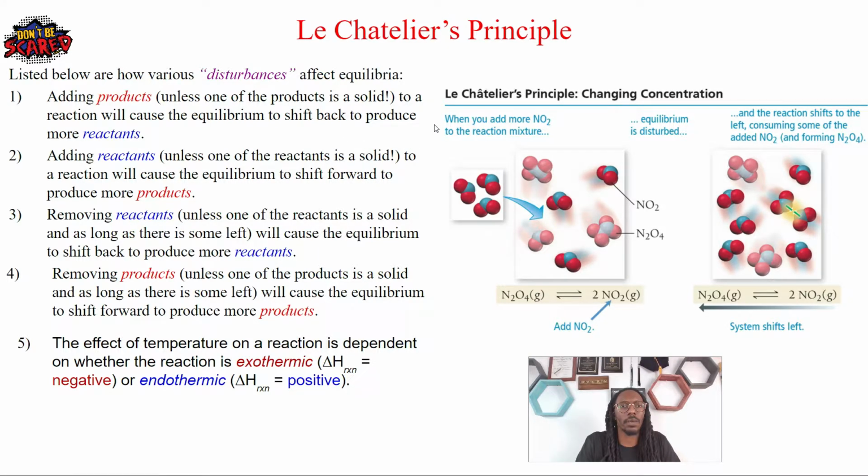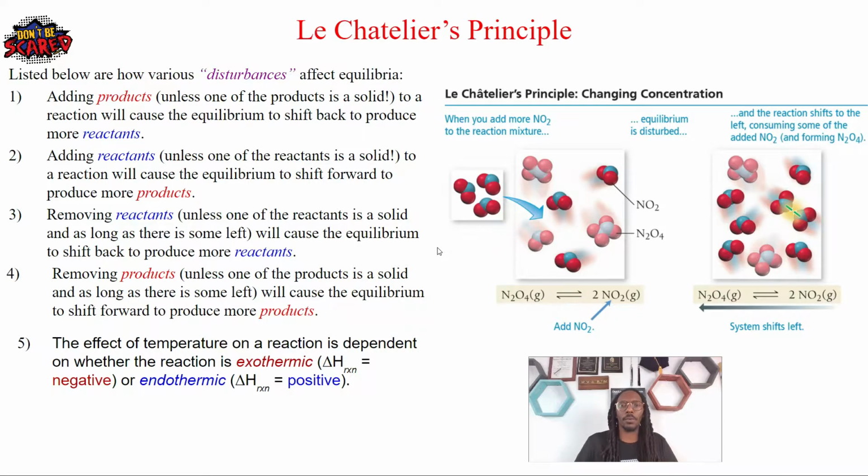Now, one thing I will say, remember, if the product or the reactant is a solid, if you're dealing with a solid at all, it's not going to impact the equilibrium, because it's heterogeneous equilibrium, what we talked about. Pure solids and pure liquids have no impact. Now, if you remove a reactant, this is going to cause our equilibrium to shift back to produce more reactants.